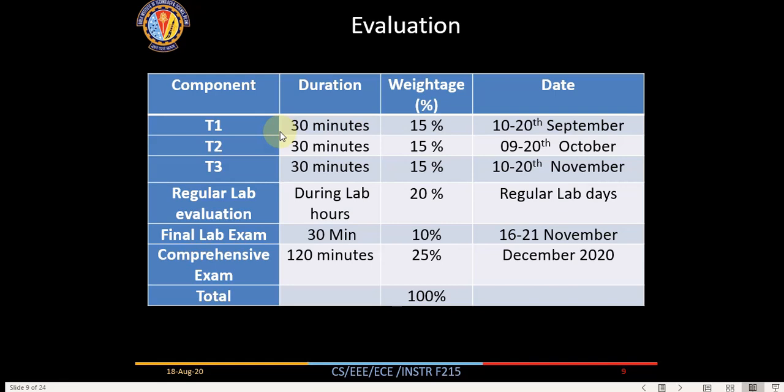Similarly, there will be a comprehensive exam which will be decided by the timetable division. They will take care of that.